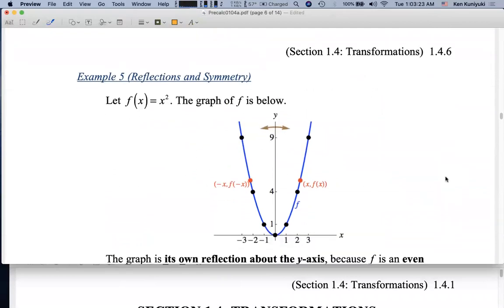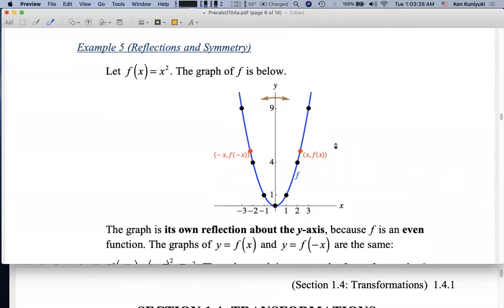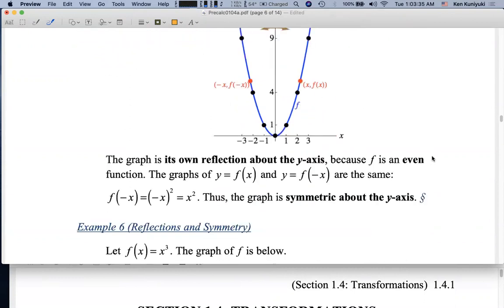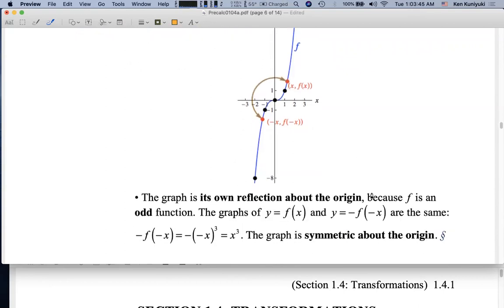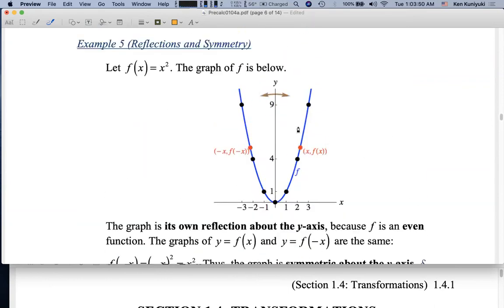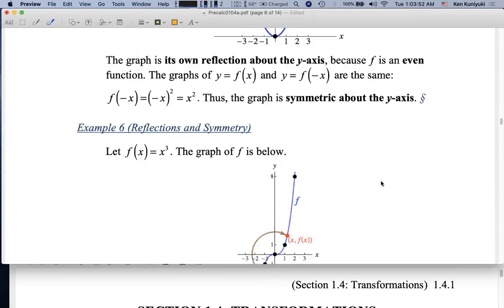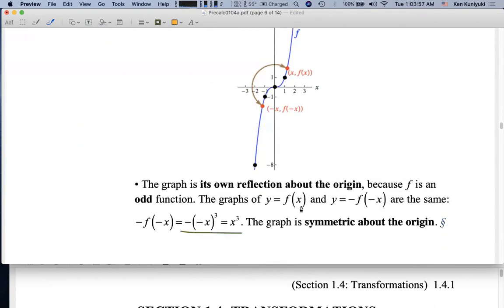By the way, there is a connection with even and odd functions. The graph of an even function has a property that when you reflect it about the y-axis, you get itself. That's because you have symmetry about the y-axis. Likewise, the graph of an odd function is symmetric about the origin, because when you reflect the graph about the origin, you get the original graph. And that's explained algebraically here. Don't worry too much about that. Note the symmetries, the even symmetry about the y-axis, the odd symmetry about the origin, but you don't have to go too much into the details of the algebra here.